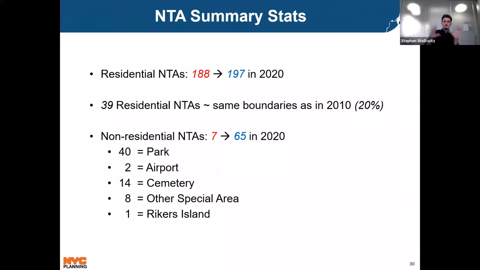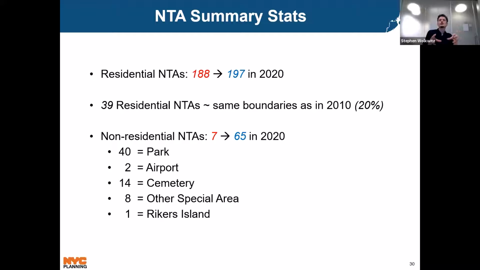Now, to summarize all of the changes as far as residential NTAs go, there were 188 in 2010. There's been a net increase to 197 in 2020. The main reason for that increase is as we were reconfiguring them to fit within the CDTAs, we of course had those situations, such as you saw in Lower Manhattan, where CDs 1 and 2 were separated when previously they were combined.